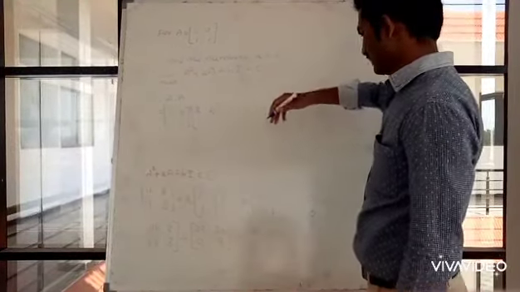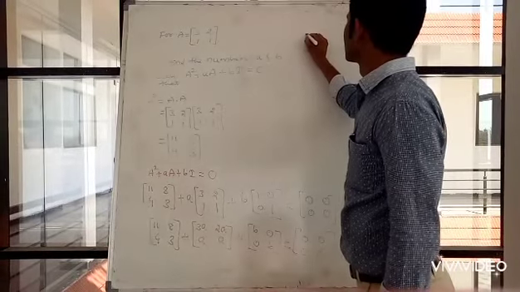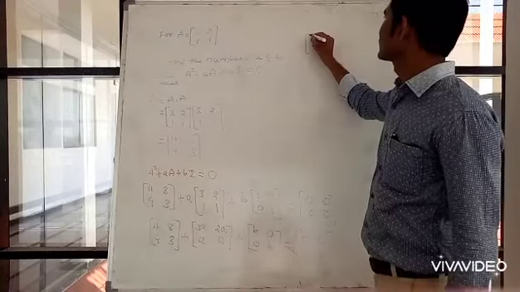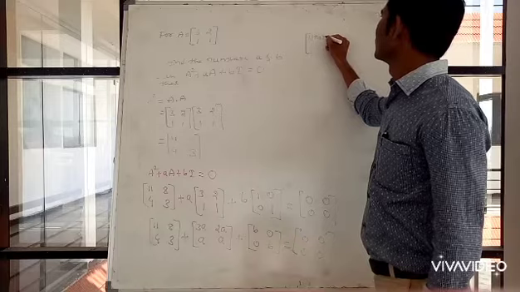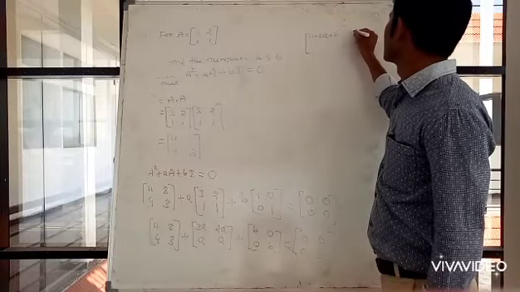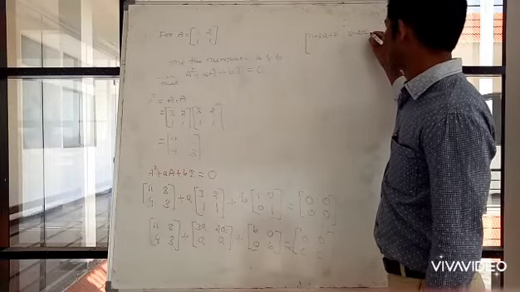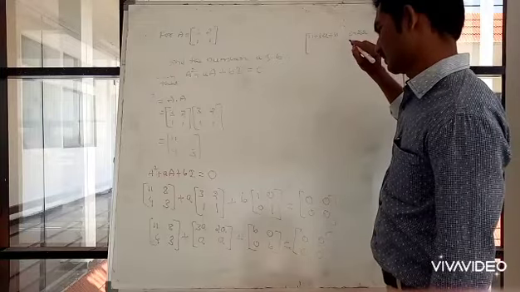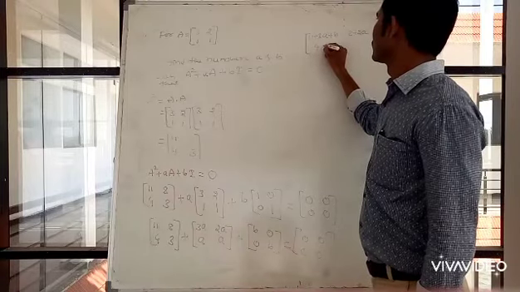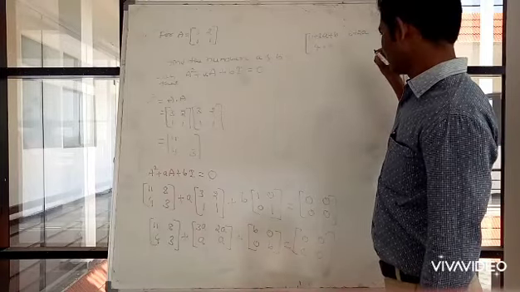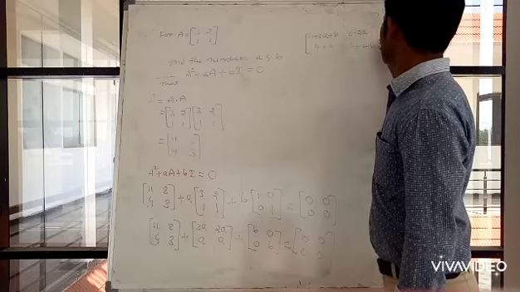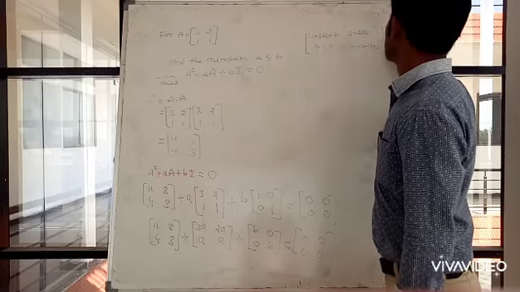Continue with the left hand side simplification. What we get? 11 plus 3a plus b. Add the second element, a plus 2a plus 0 means a plus 2a. Then 4 plus a plus 0, and 3 plus a plus b. Right hand side: 0 0 0 0.